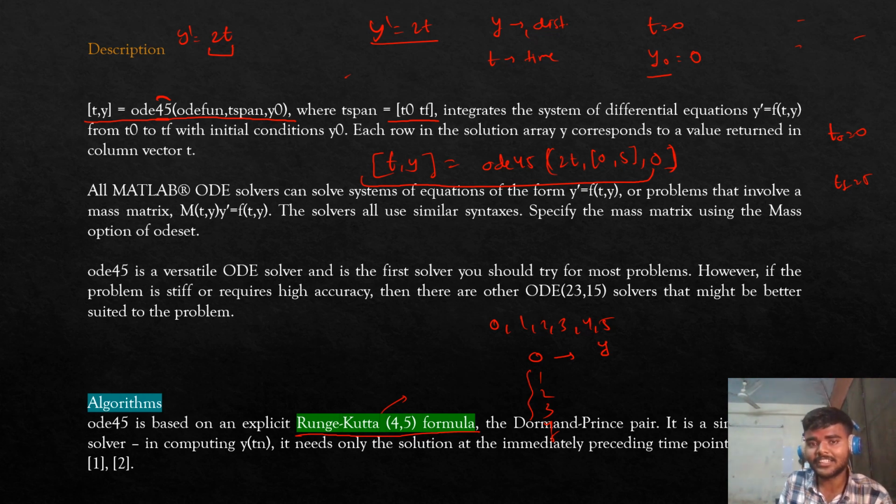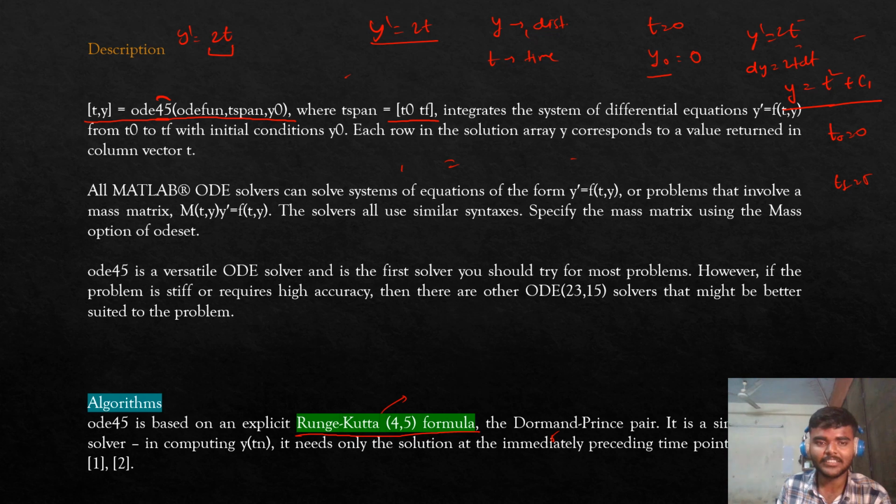So let's suppose you have done an indefinite integral of this dy by dt. So you will write y dash is equal to 2t. So dy will be 2t dt. So it will be t square by 2. So let's suppose it is like t square plus c1, some constant, and then y. So now this code has calculated the c1 value, and then for every t value, this will give the value of y. So it is telling like this: each row in the solution array y corresponds to a value returned in the column vector t. So okay, I think everyone has understood this one.